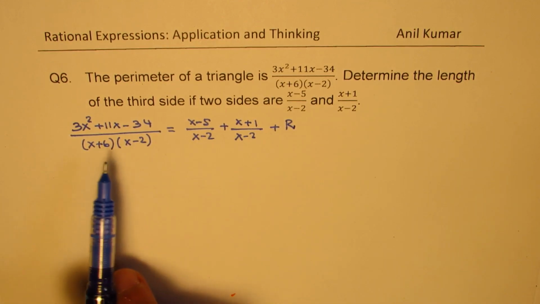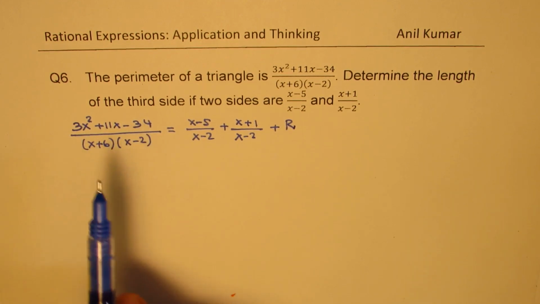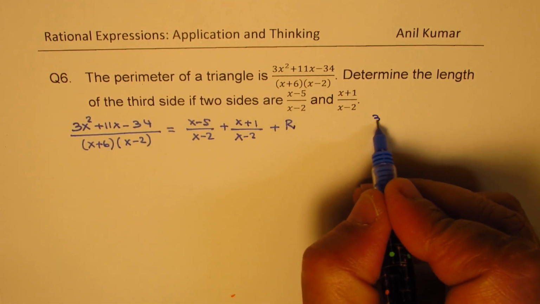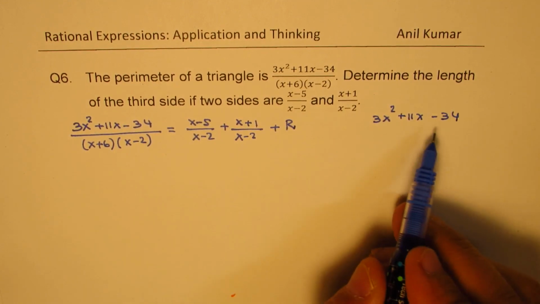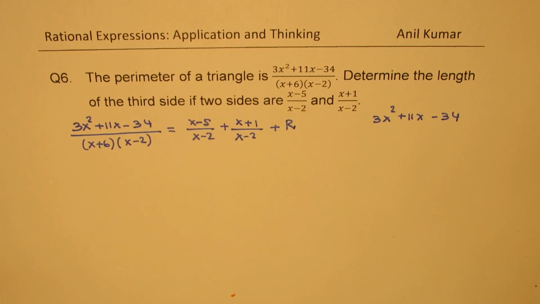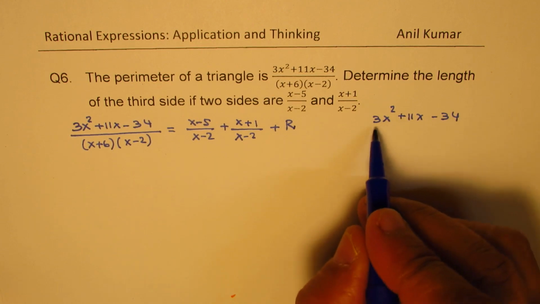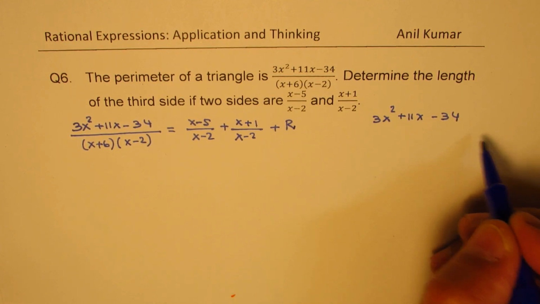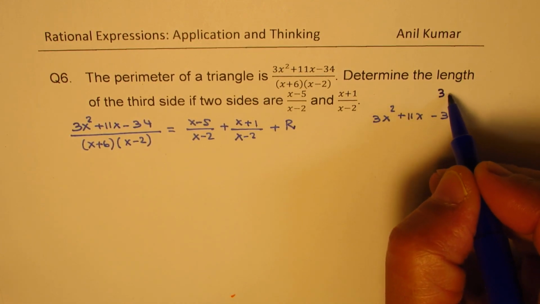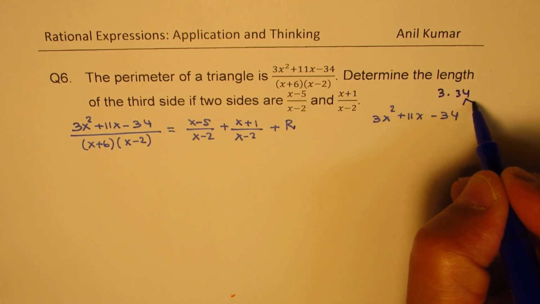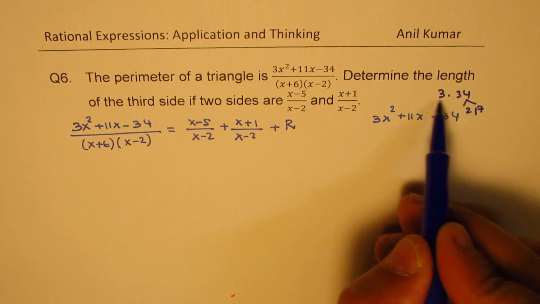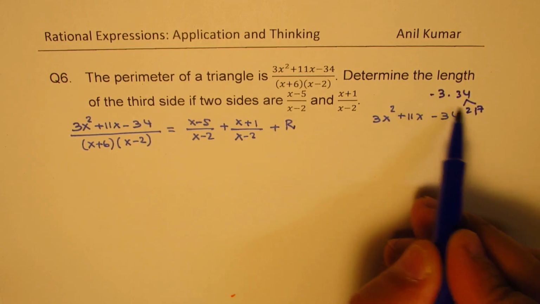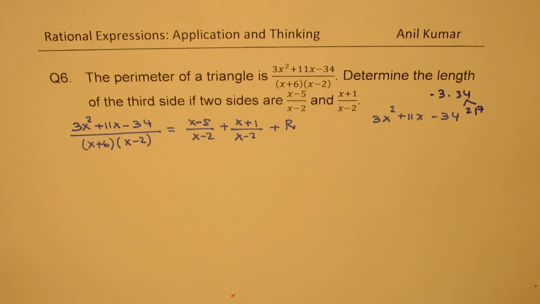Now here are a couple of things. We can actually simplify this. So let's factor 3x squared plus 11x minus 34. For 34, we are looking for a sum and product of 3 times 34, right? So we're looking for something which will give us 3 times 34. Now 34 is 2 times 17, right? So that gives you an idea. So the numbers could be 17 and 6, correct? So that is how we'll factor this.